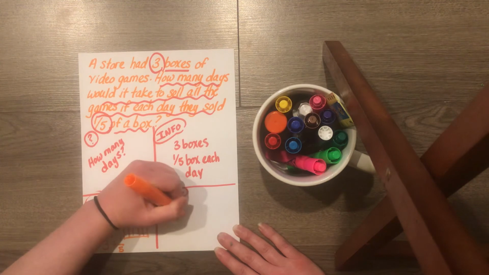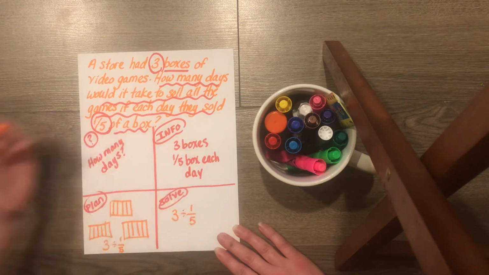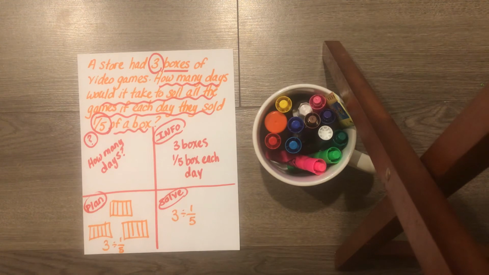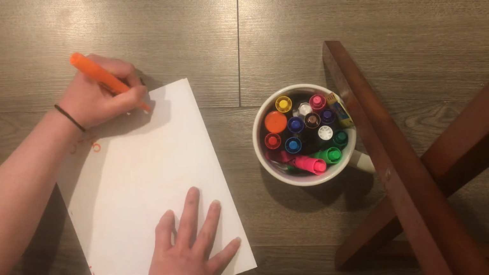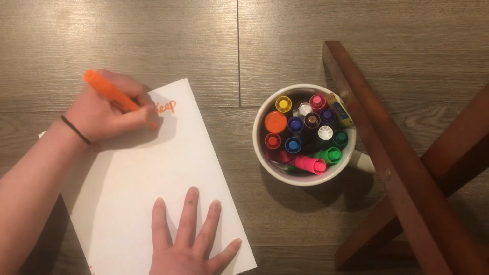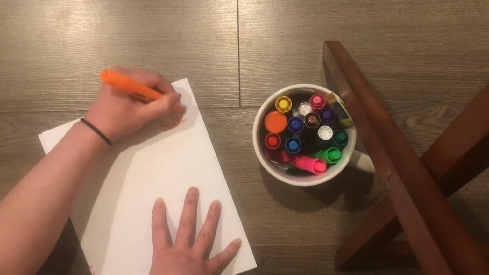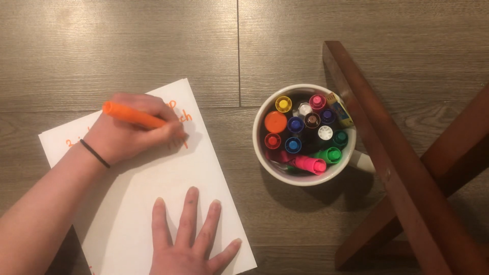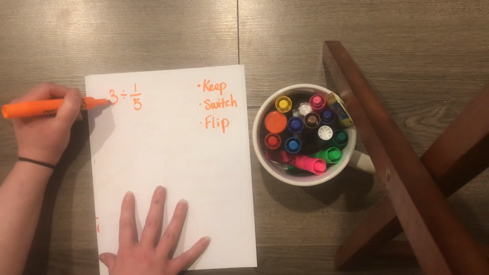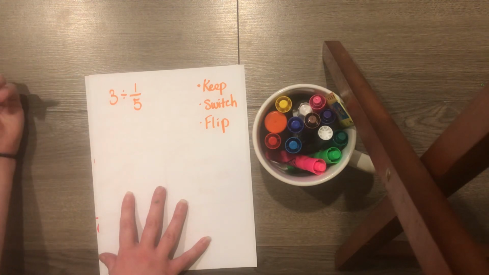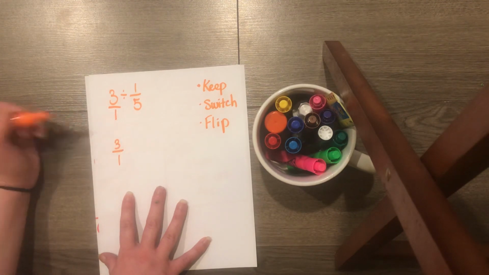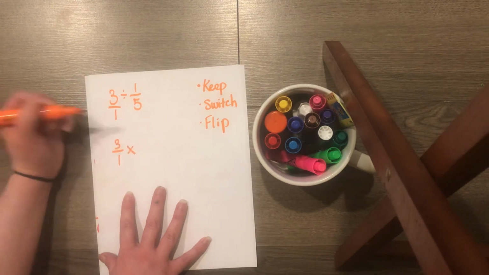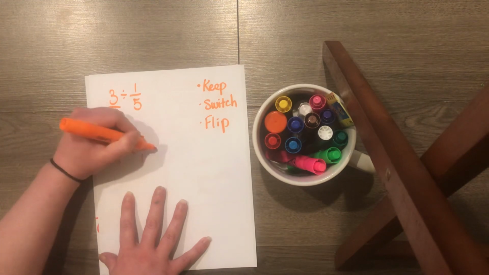So let's stick that over here. 3 divided by 1/5. Now this space is kind of small, so I'm going to move over here to a larger piece of paper. And we're going to write down our rules for dividing fractions again. We want to keep, switch, and flip. So that's exactly what we're going to do. Oh, hold on a second. Look, I've got a unit here. I need to turn that into a fraction first. So we keep our first fraction, we switch our sign, and we flip our second fraction.